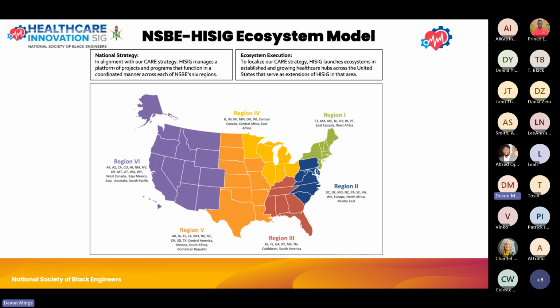At this point, I'm going to talk to you about HiSig's ecosystem model. This is our way to try to reach as many of you as possible. The way we do that is to localize our care strategy. HiSig launches ecosystems in established and growing healthcare hubs across the United States that serve as extensions of HiSig in that area.